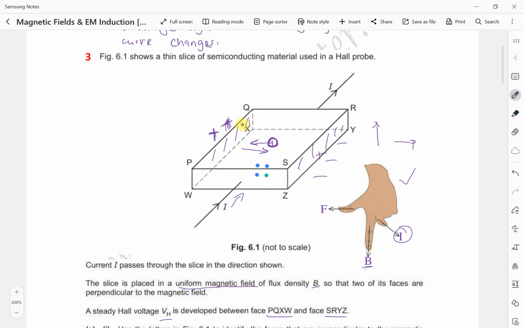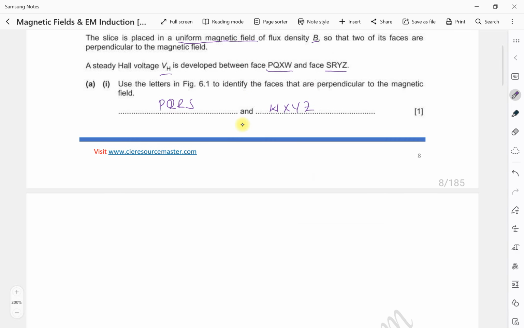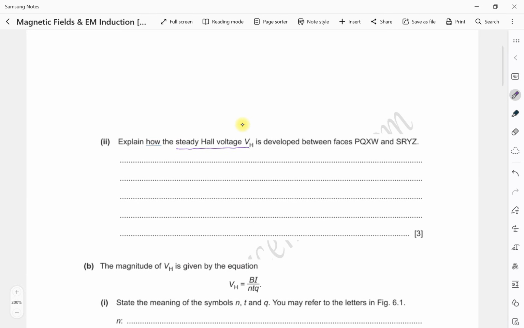The time comes when the force due to the electric field which has been created is equal to the force due to the magnetic field. And when these two forces are equal, then the positive and negative charge carriers can no longer move to the sides. In that case, we have now a constant potential difference between PQXW and SRYZ. At that point, we say a steady Hall voltage is established. So again, Fleming's left-hand rule has come into play here.